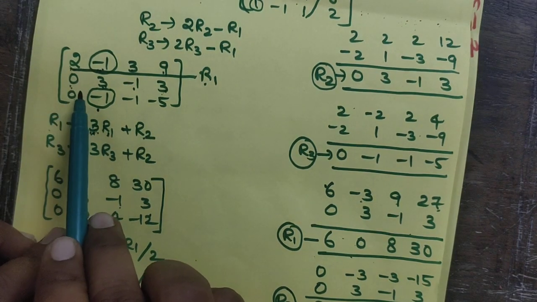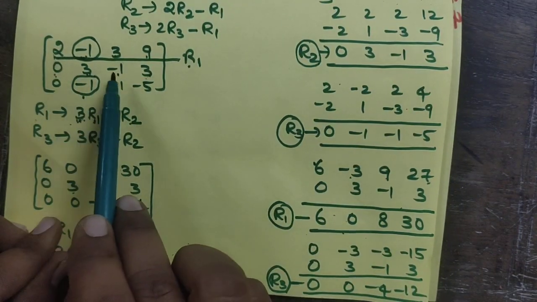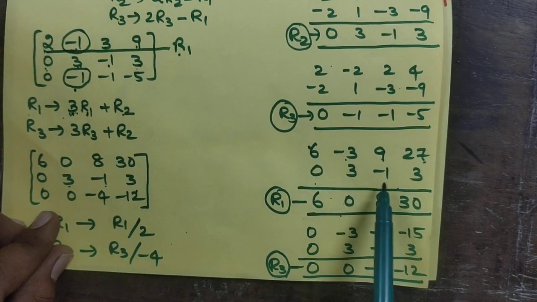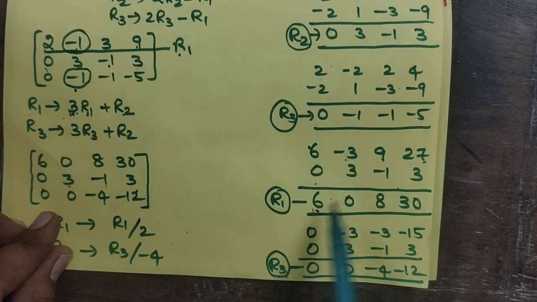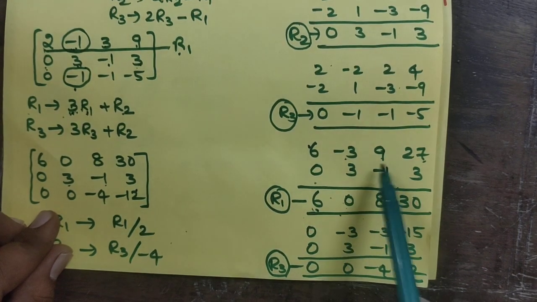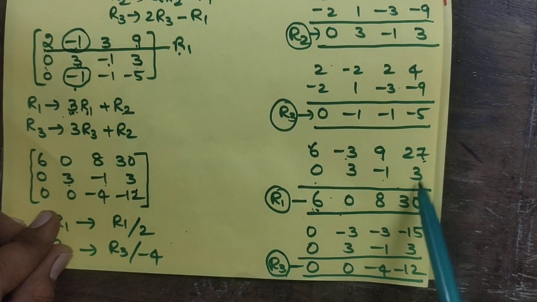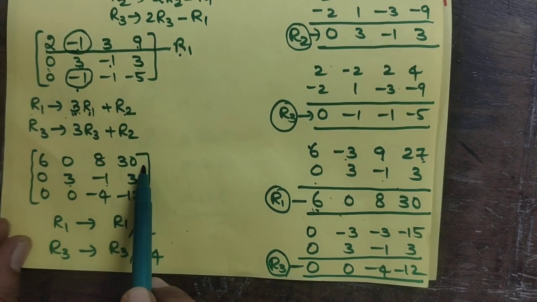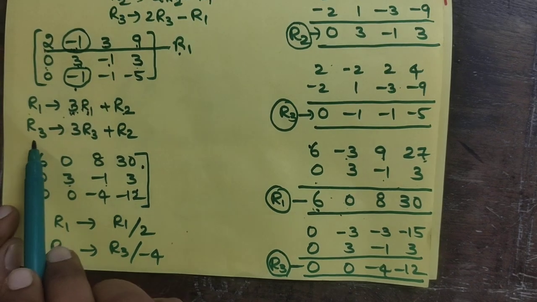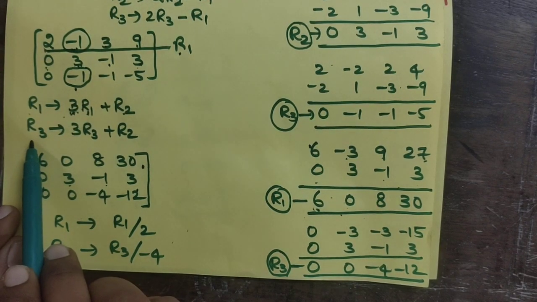What are the elements we have in R2? 0, 3, minus 1, 3. Writing here. And now you add these two. 6 plus 0 is 6. Minus 3 plus 3 is 0. And 9 minus 1 is 8. 27 plus 3 is 30. Write in R1 place. And we are going to solve the R3.